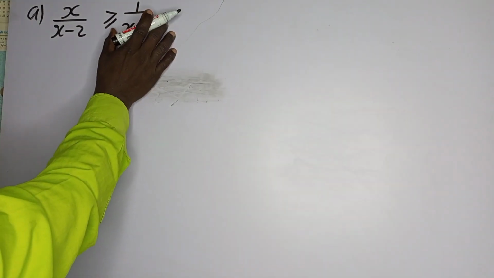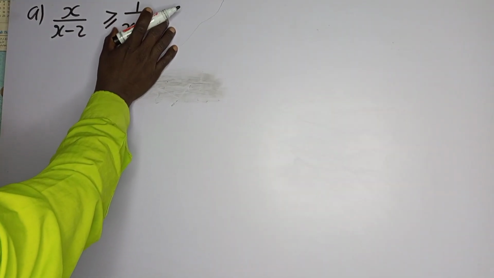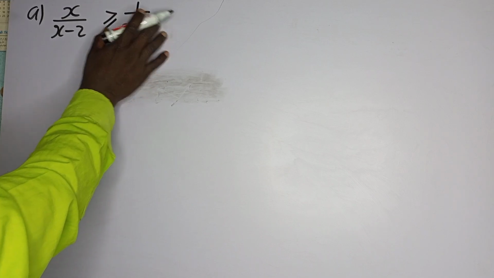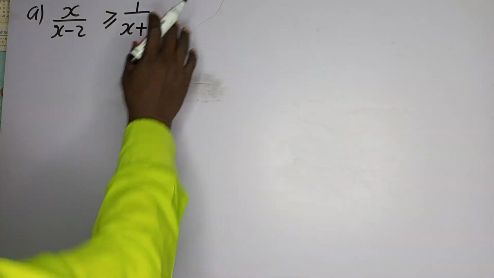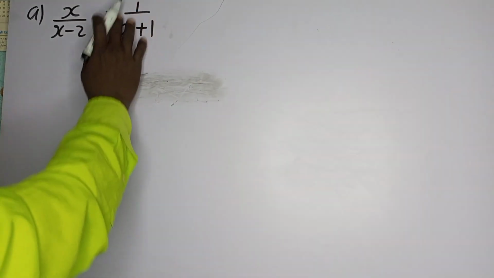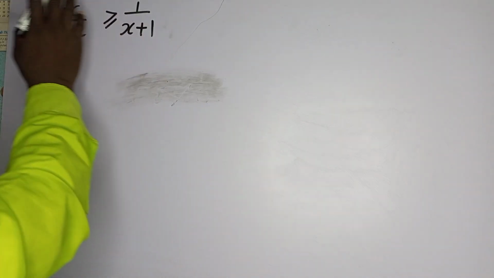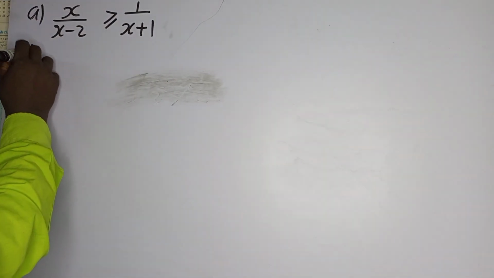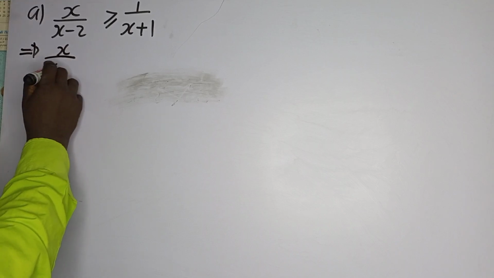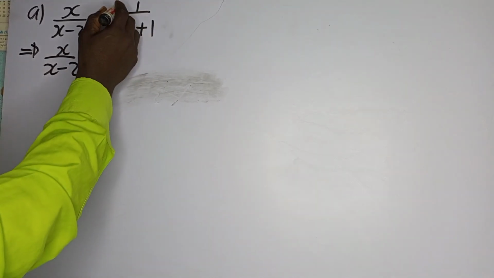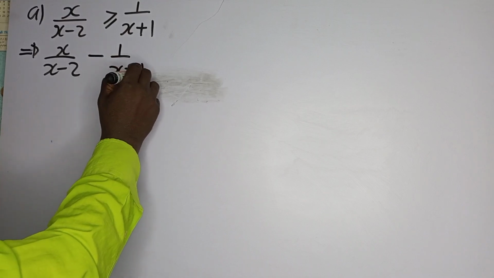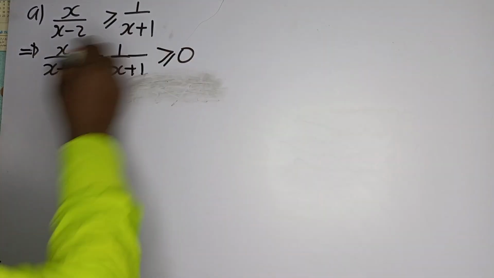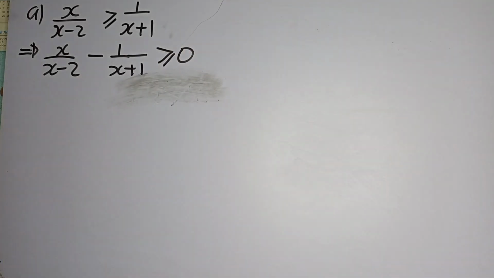So what do we need to do? All we need to do first is to take this quantity from the right hand side to the left hand side, or if you wish, you take this one on the left hand side to the right hand side, in order to obtain a 0 on one of the sides. So let's take this one, 1 all over x plus 1, from the right hand side to the left hand side. And so we're going to obtain x all over x minus 2, taking all of this, remember the sign here is positive, it becomes minus 1 over x plus 1, greater than or equal to 0. So we obtain a 0 now on one side.